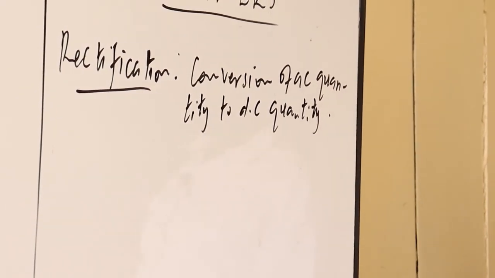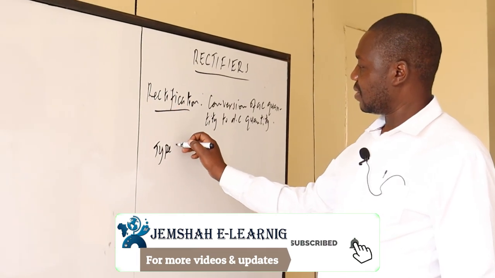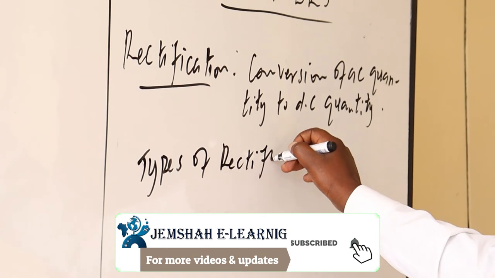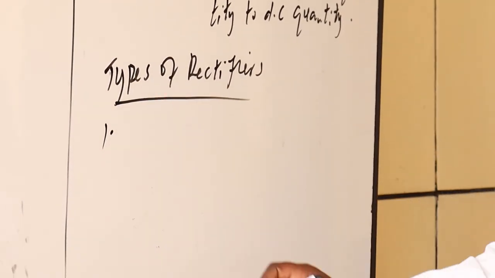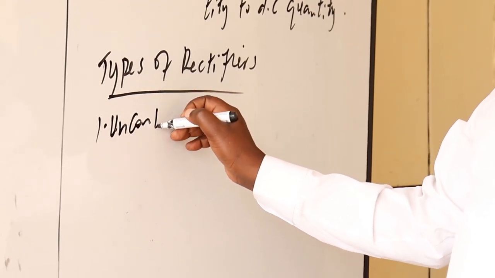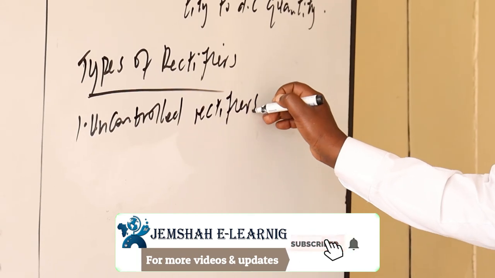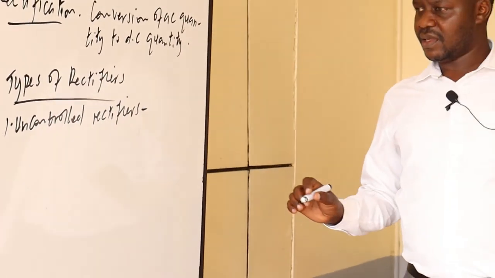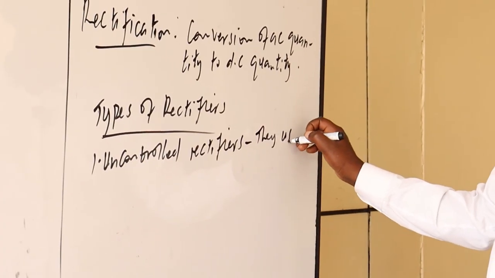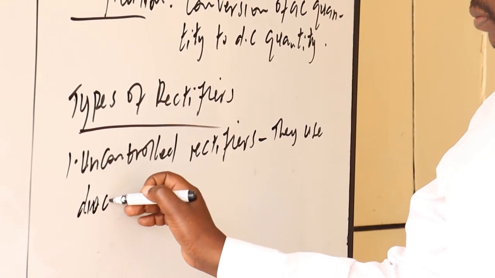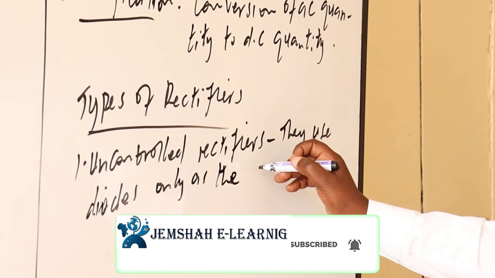So after that definition, now we shall look at the types of rectifiers. So normally we have two types of rectifiers. The first one is what we call uncontrolled rectifiers. And the uncontrolled rectifiers, they use diodes only as the rectifying device.